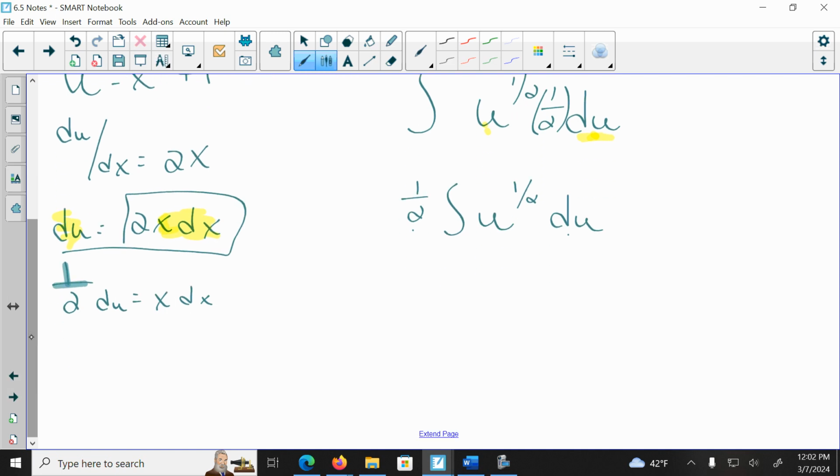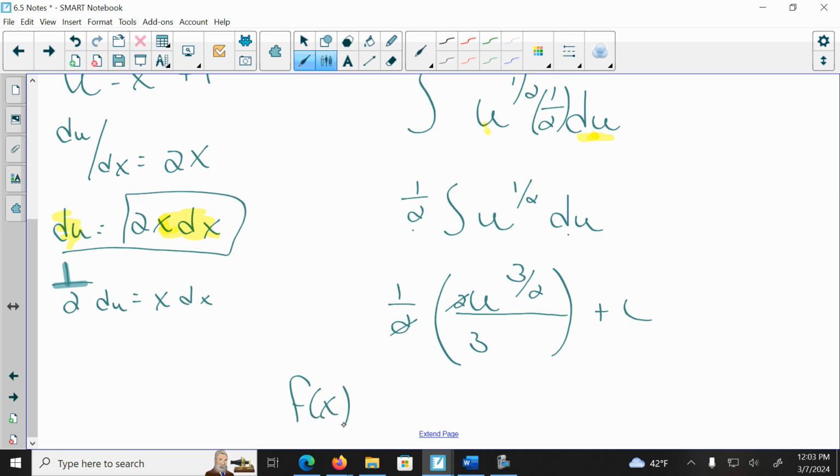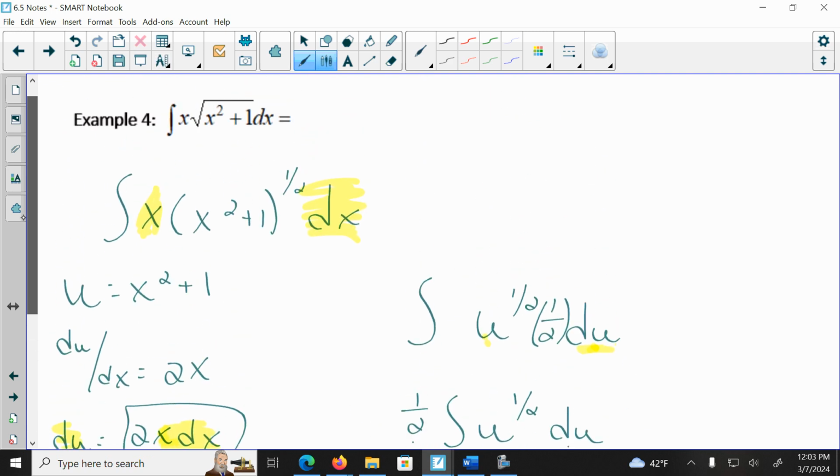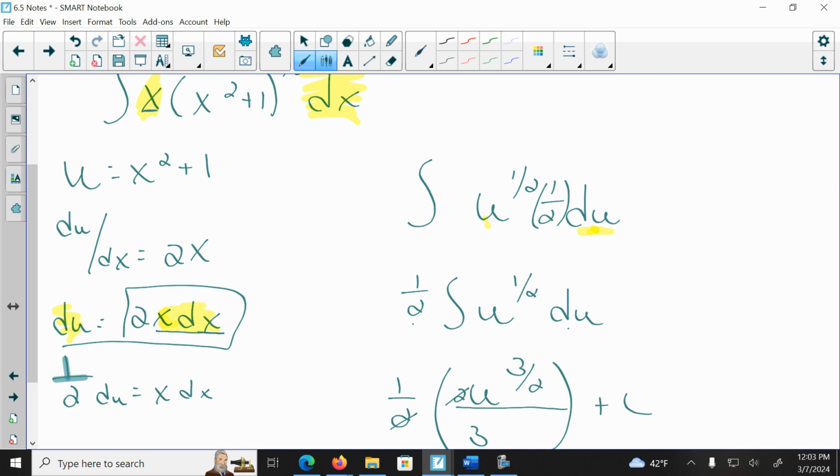All right, so now I take the antiderivative, which is u to the 3 over 2 again, times 2 over 3, plus c. Can I put the x back in for my u? Yeah, that x was part of my du. Does that make sense? If it doesn't, then I have another problem.